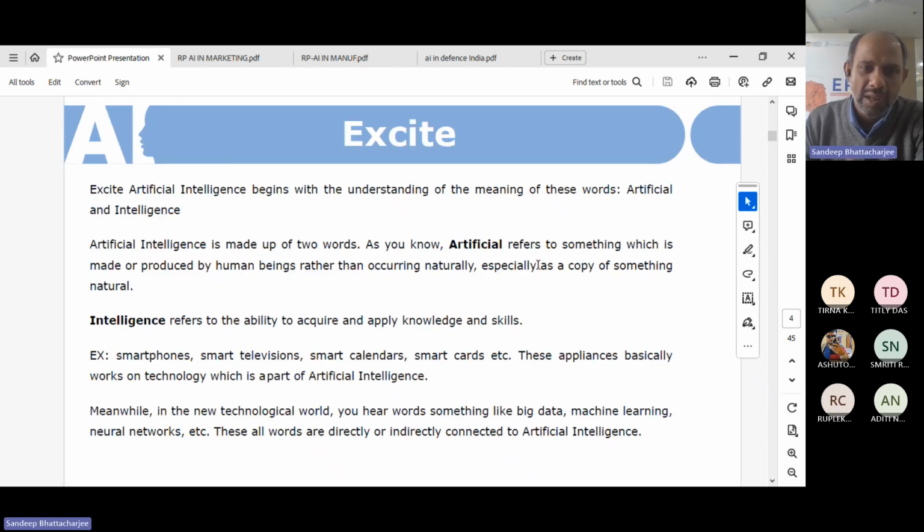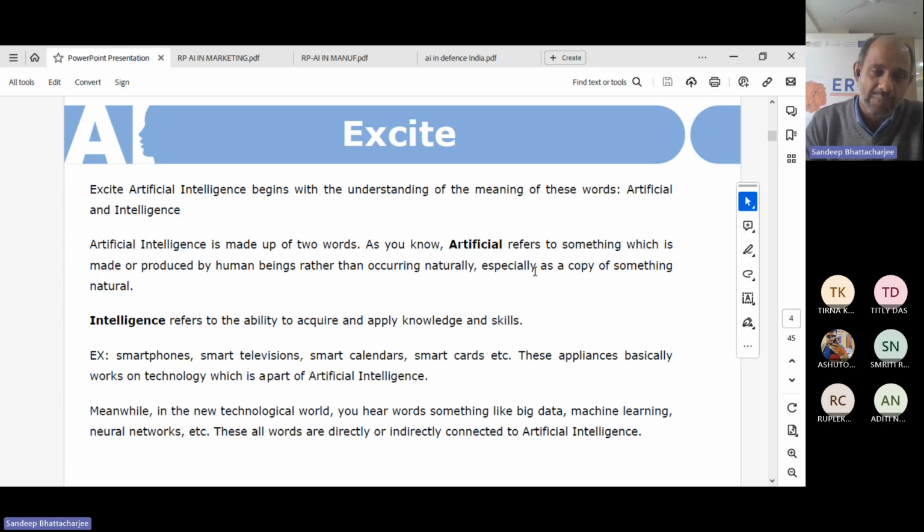If you see, we have already discussed what brings excitement into this field. Mainly you will see the understanding and meaning of these two words, artificial and intelligence. Artificial refers to something which is made or produced by human beings, what we have created so that it can maybe do our work, which we do naturally, or it is a copy of something that occurs naturally. Whereas intelligence, as I mentioned in yesterday's class also, refers to the ability to acquire and apply knowledge and skills. So whatever experience, knowledge and skills people have acquired through education or their practical experiences in different fields, all these things can be applied to problems in different situations.